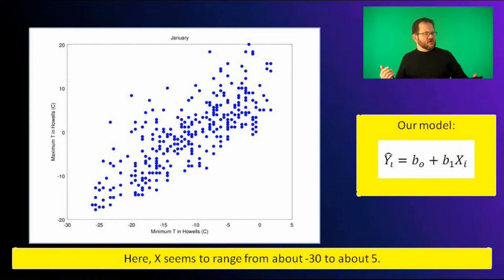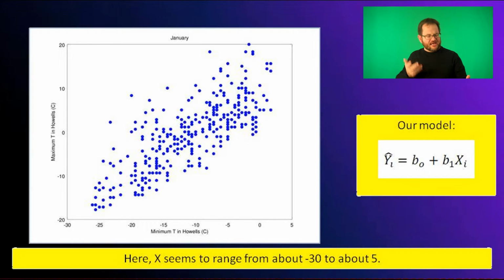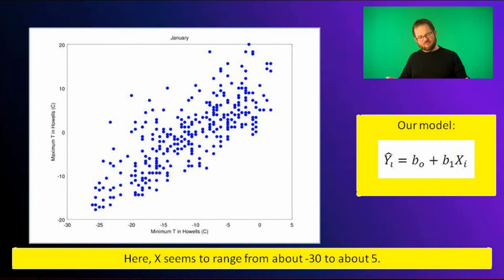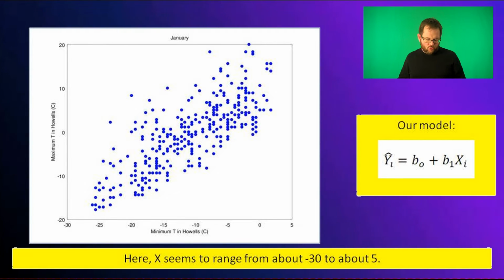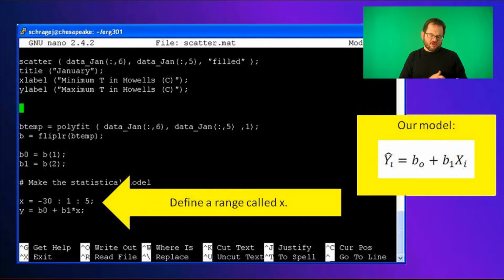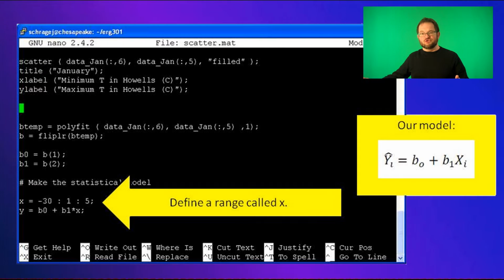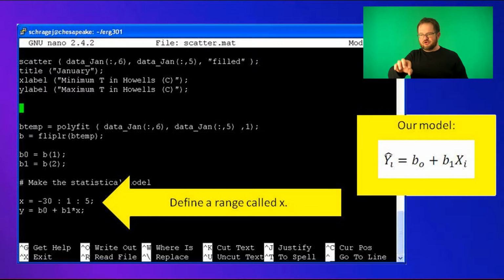Well, here, if I actually look at my data from Howells in January, I see that x seems to range from roughly -30 to about 5 degrees Celsius. So if that's my typical range here for January temperatures, I'm going to create my statistical model by saying x is just going to be the range from -30 to 5 in steps of 1. We did a lot of this stuff in Project 1, where we made an array of x equal to -30, -29, all the way up to 5. So we've got, I don't know, what would that be, 36 values of x.